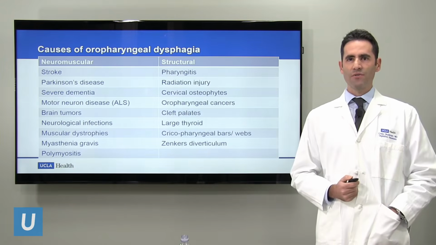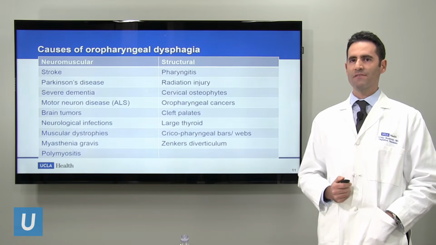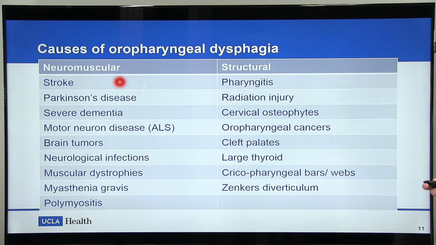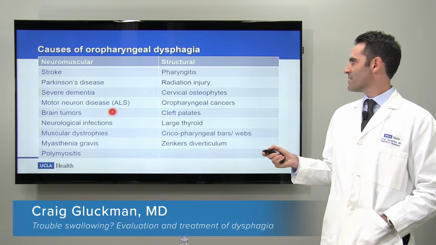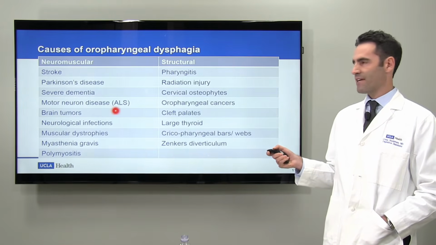So what are some of the main causes of oropharyngeal dysphagia? This table is by no means comprehensive, but I tried to divide it into 2 of the main groups. The first group is neuromuscular, and that's any issue with the nerves or muscles that control our swallowing pathway. Things like strokes, Parkinson's disease, severe dementia, motor neuron disease. Many patients with these conditions can present with signs and symptoms of oropharyngeal dysphagia. Certain brain tumors, especially if they've affected the swallowing center, can result in oropharyngeal dysphagia.